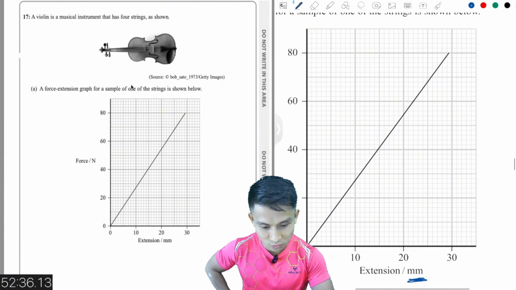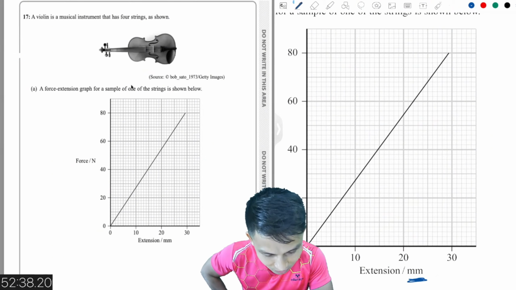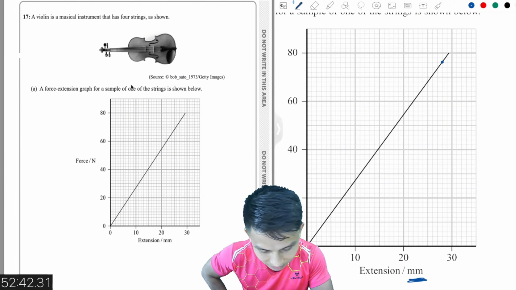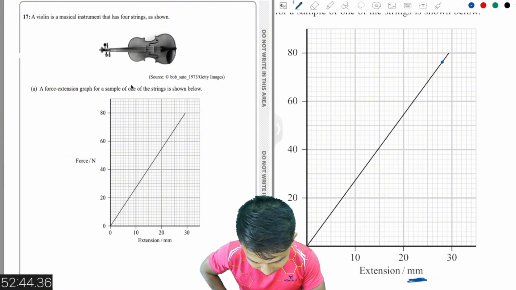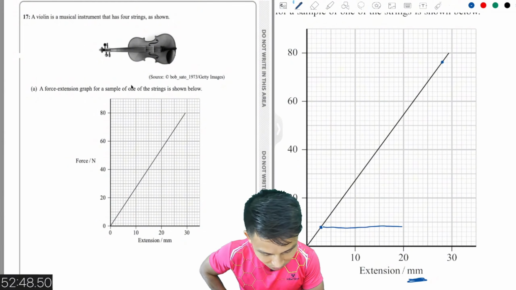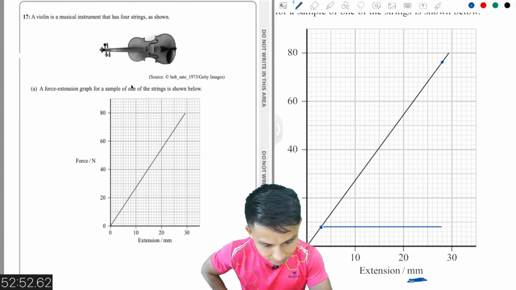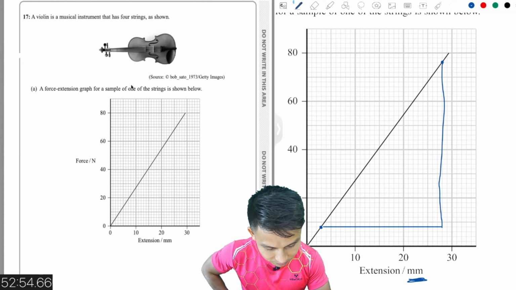So I'm just going to find the gradient. Well, let's take 2 points very far away. So what do you see? I'm just going to take maybe this point right here. And maybe further down, very down. I'm just going to go with this point right here. All right, let's do a large triangle there. Is it that? That, right? Yeah. And then down here.